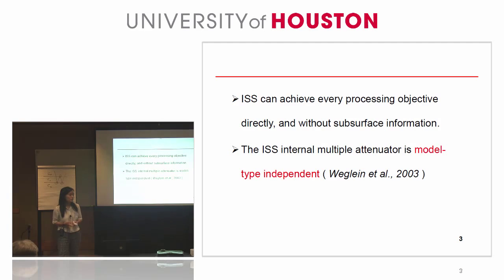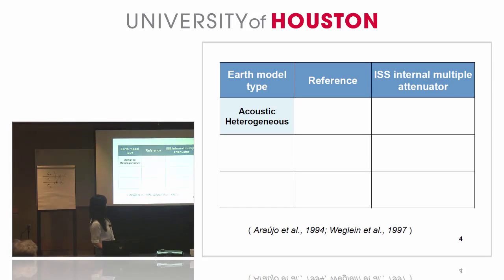In other words, for both the free surface multiple eliminator and the internal multiple attenuator, those algorithms are always the same, no matter what kind of model type you have. And this is what model type independence communicates. Okay. So next, I'd like to use this chart to explicitly show you how the ISS internal multiple attenuator performs for different Earth model types.